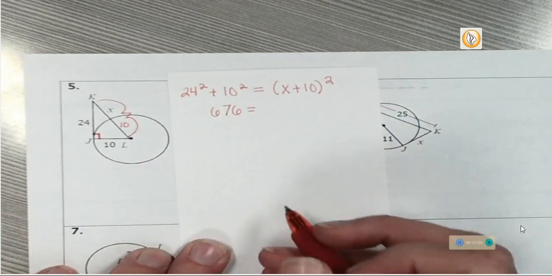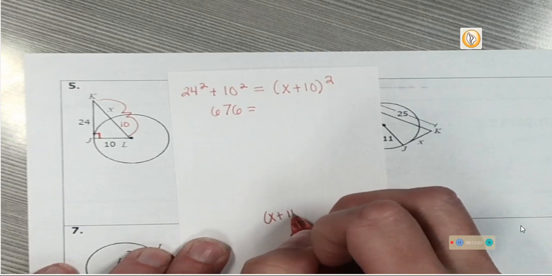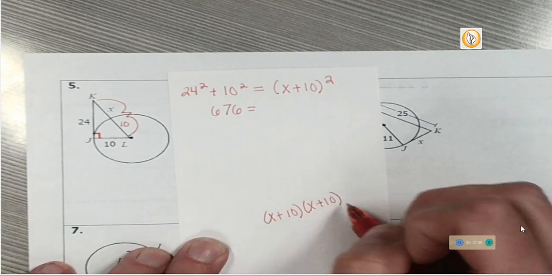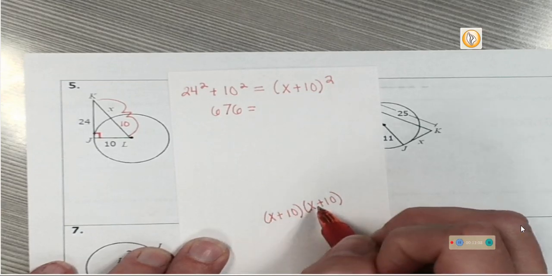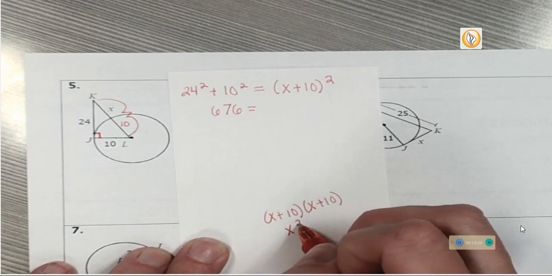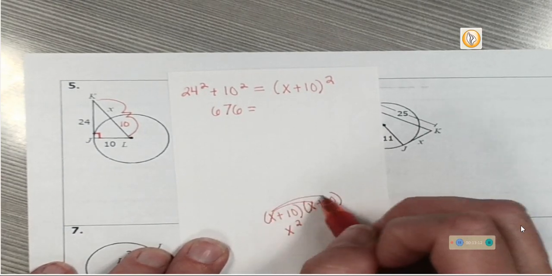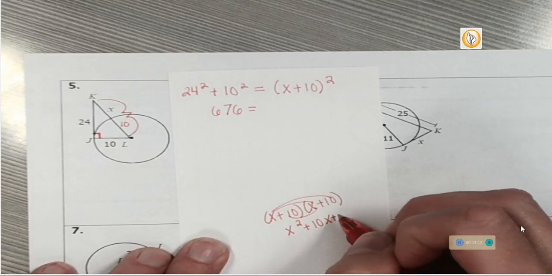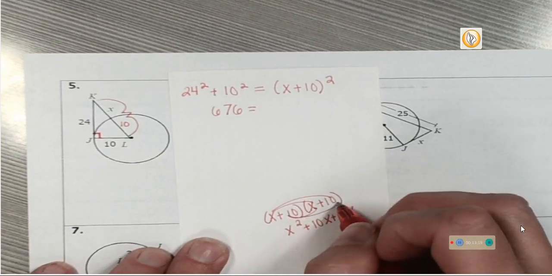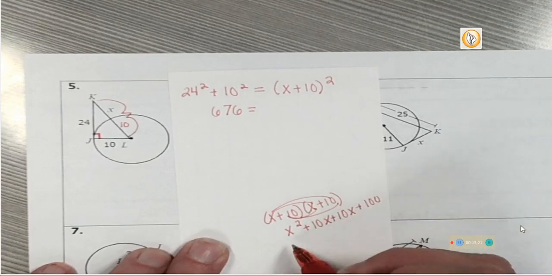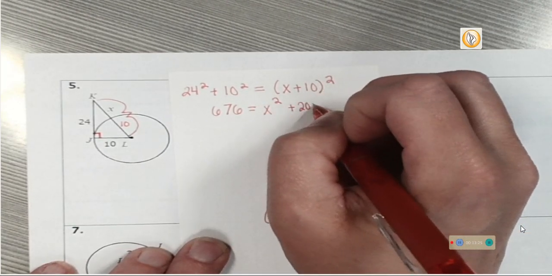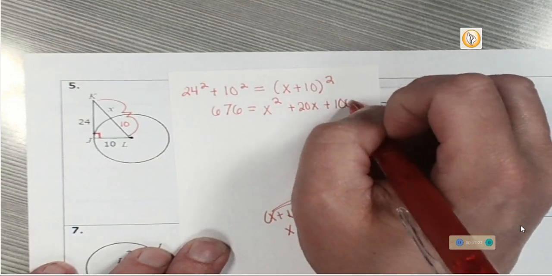But now let me come down here to the side. If I do x plus 10 squared, that means x plus 10 times x plus 10, right? What's x times x? x squared, very good. What's x times 10? 10x. And what's 10 times x? 10x, and what's 10 times 10? 100. So when I simplify this, I get x squared plus 20x plus 100, right?